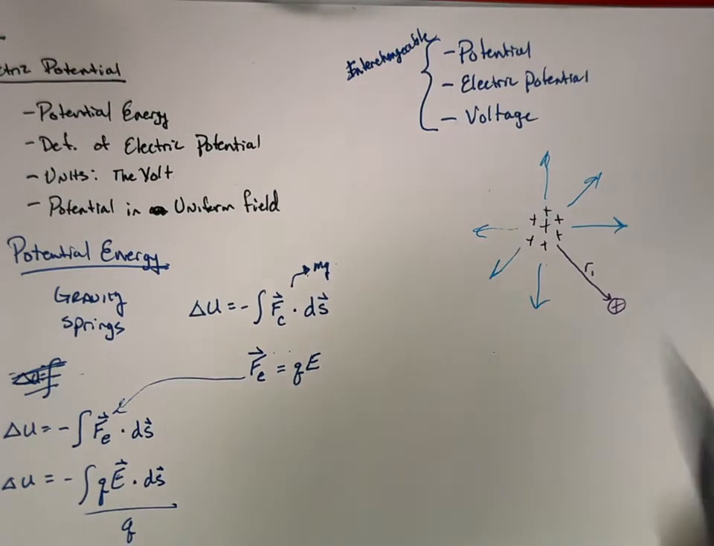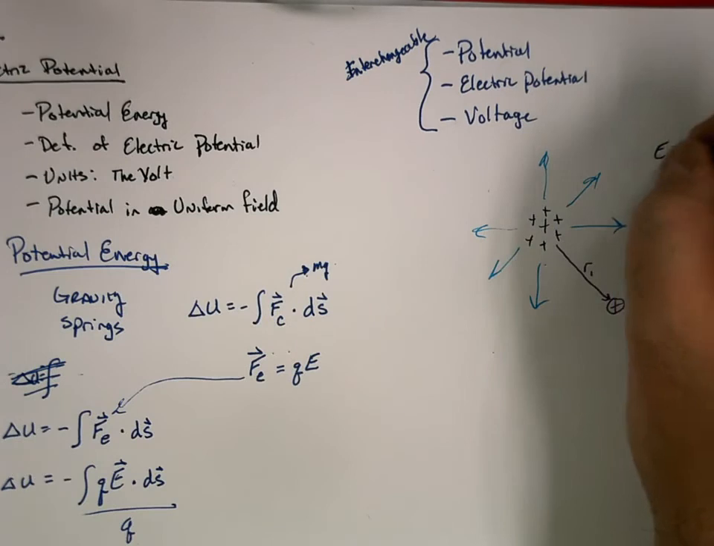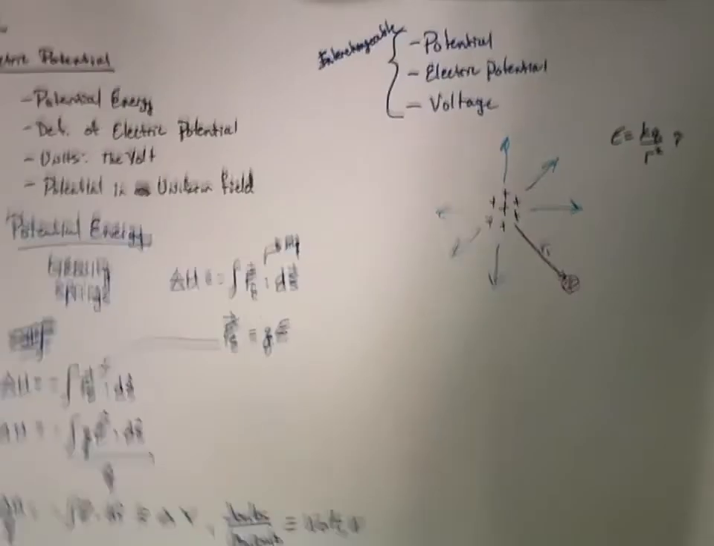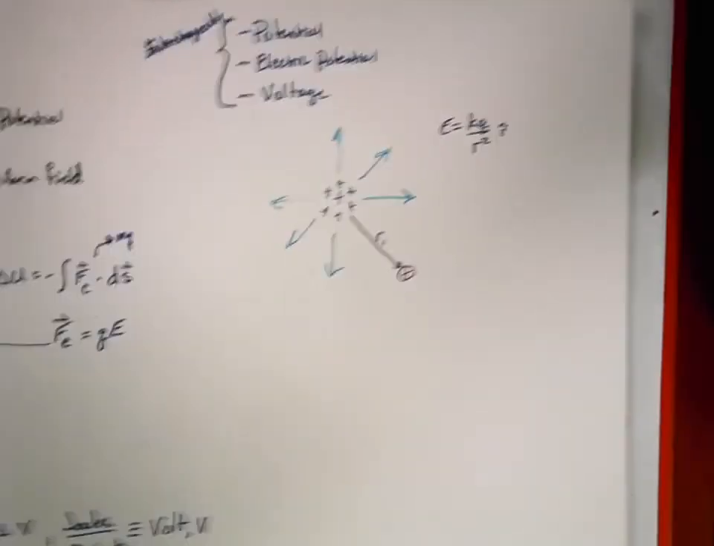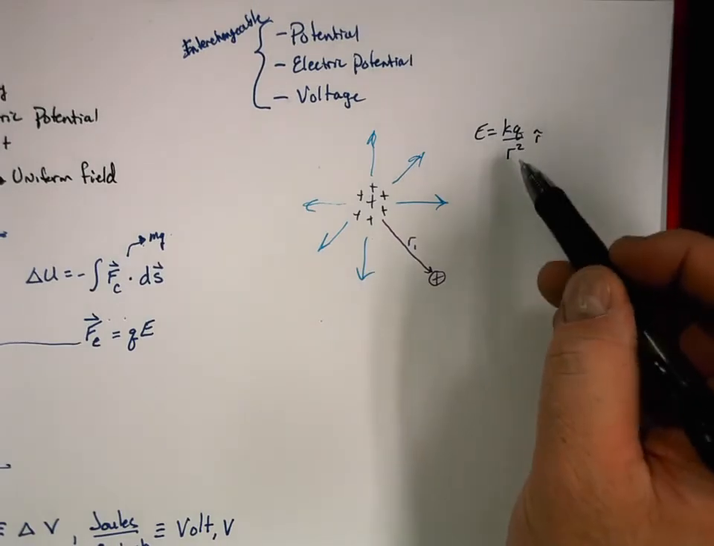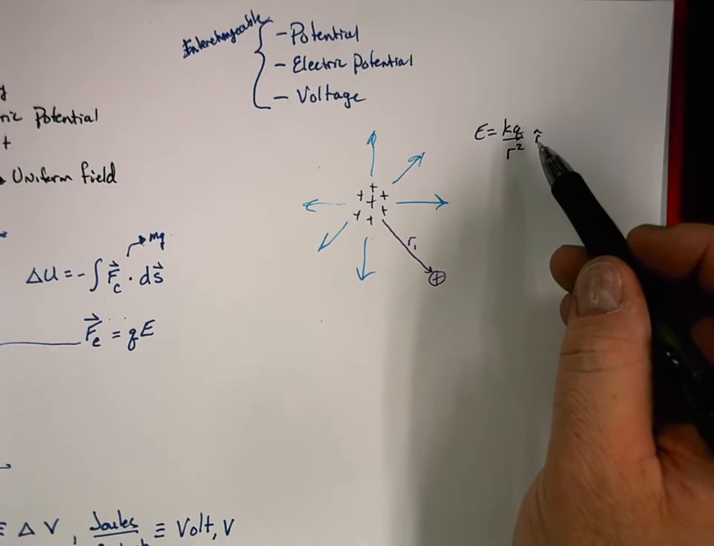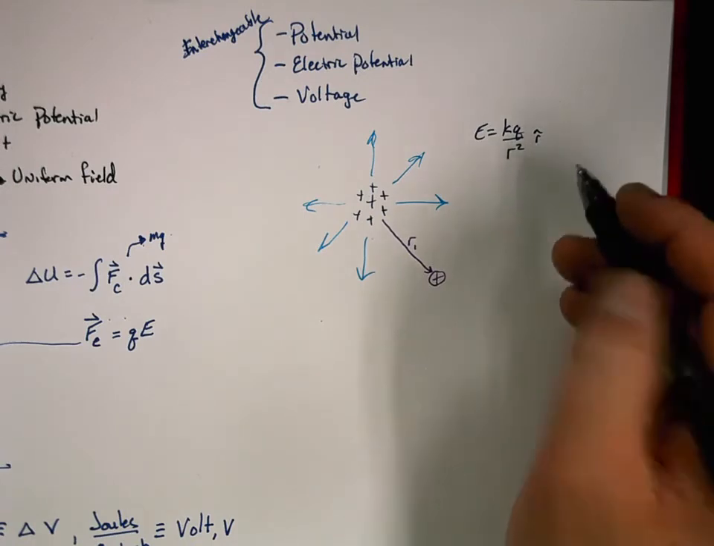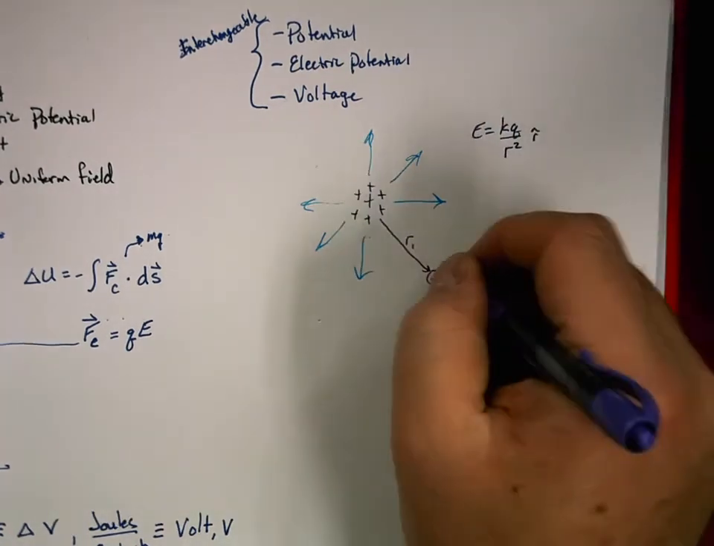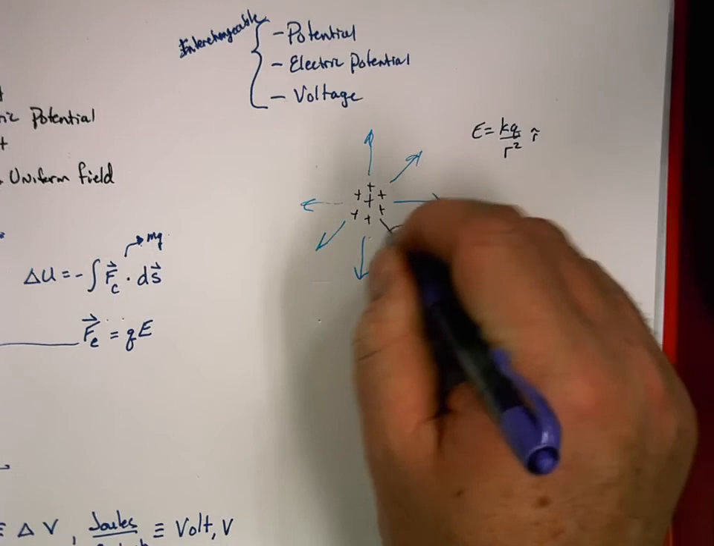He's experiencing a field right here: E equals KQ over R squared in the R hat direction. So he experiences an electric field of KQ over R squared in the R hat direction. All right, so we start using this. Oh, and we're going to move him right there.